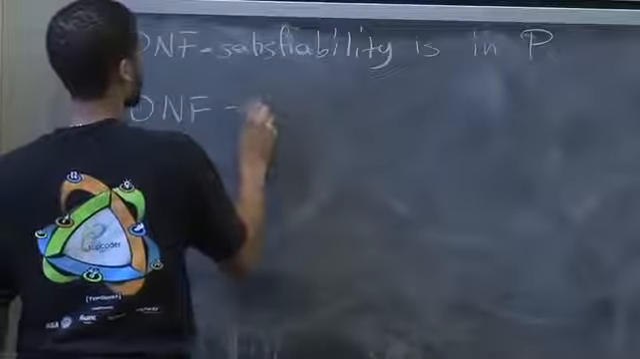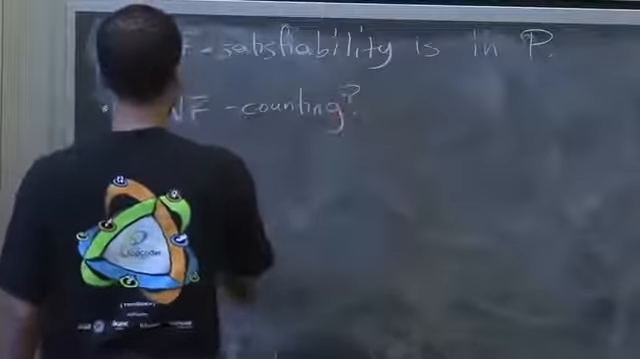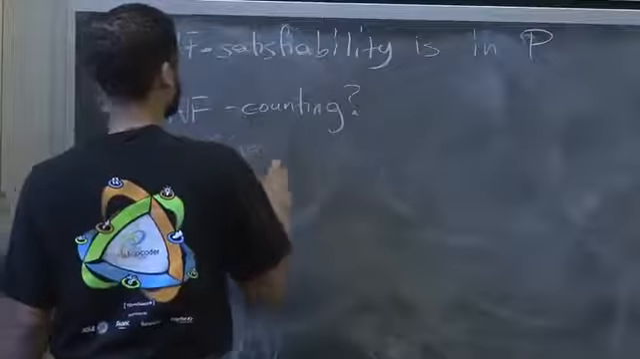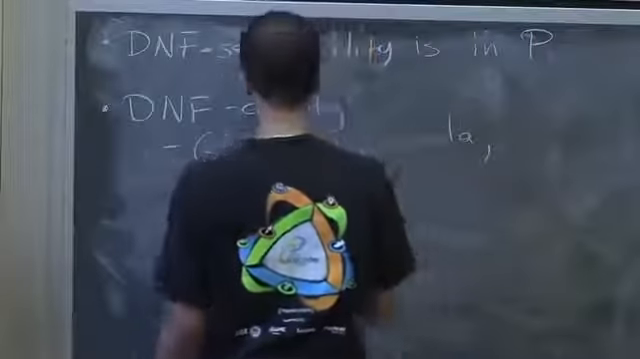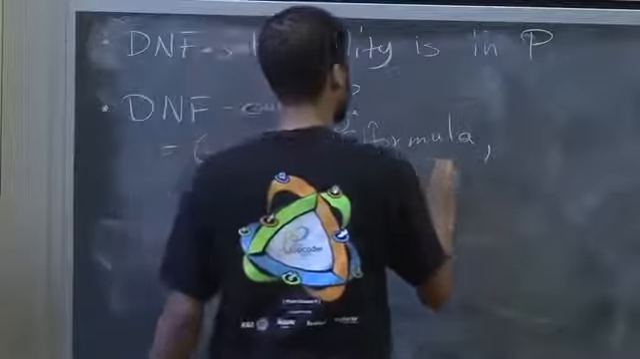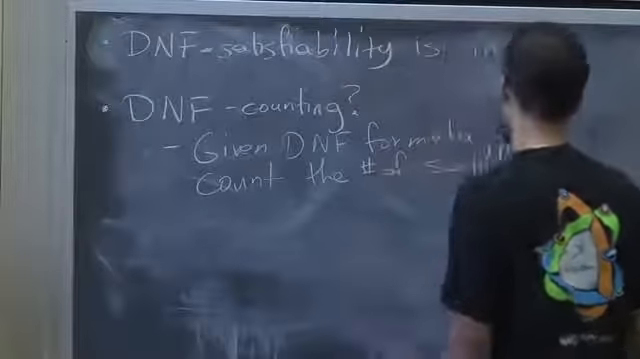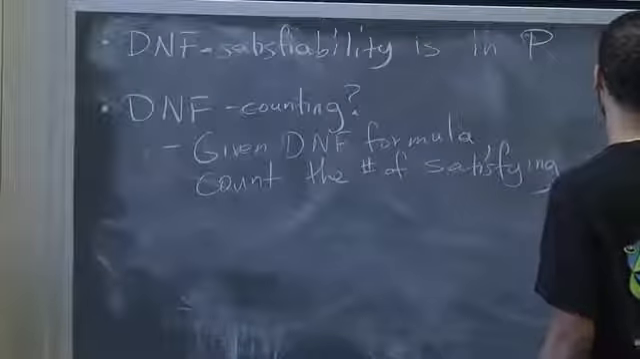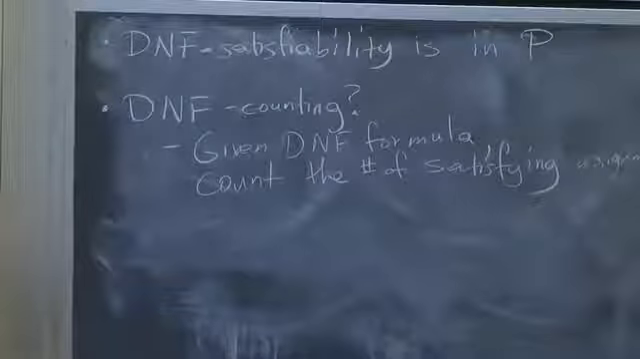How about DNF counting? Given a DNF formula, count the number of satisfying assignments to the variables. Okay, do you expect that to be easy?